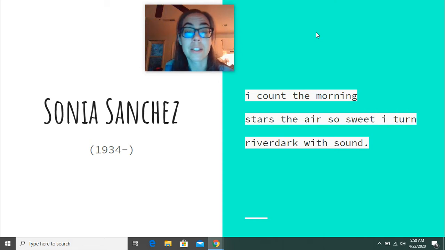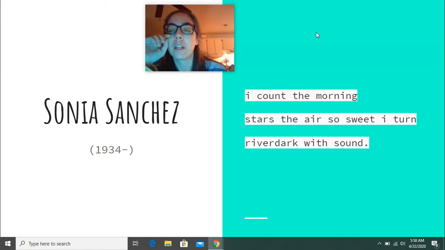I like this poem. I think it's got that imagery that we are looking for, but it's also like what is happening in this poem? She's counting the morning stars, and it's a new day. The air is sweet, and she's turning river dark with sound. And I mean, I don't know what that means, but it sounds lovely. And it's one of those things where we've got a tiny moment that it feels like the beginning of the universe just because of the way that she's describing it, right? So that's what you're gonna do, and it's gonna be fantastic.